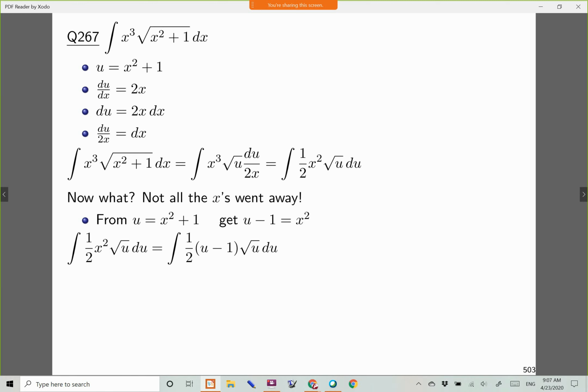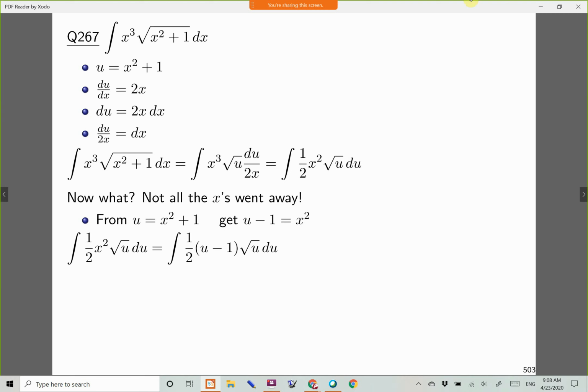Now, when replacing x squared here with a u minus 1, you've got to have parentheses because of order of operations issues. I don't want this to accidentally say 1/2 u, then minus 1 times root u. So it's order of operations. This replacement is going to require parentheses. Are we okay with that step? This is kind of a strange new thing. We've not done a thing like this.